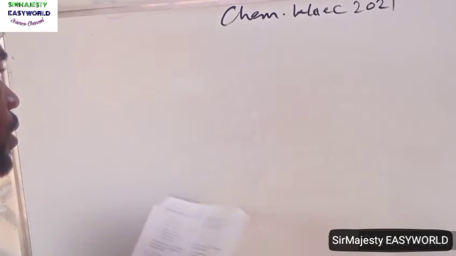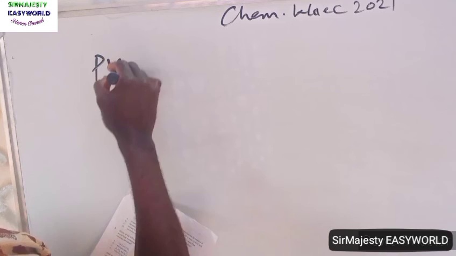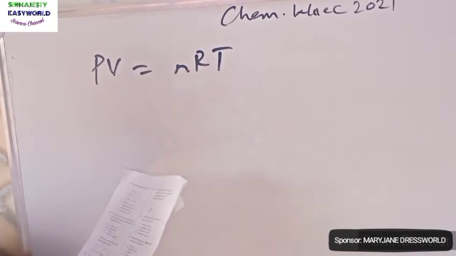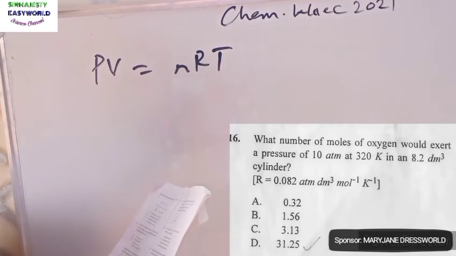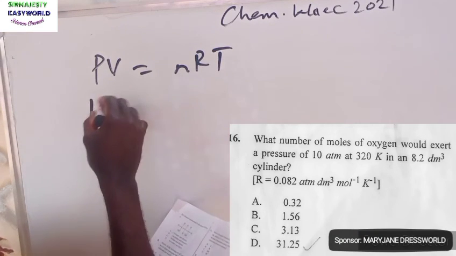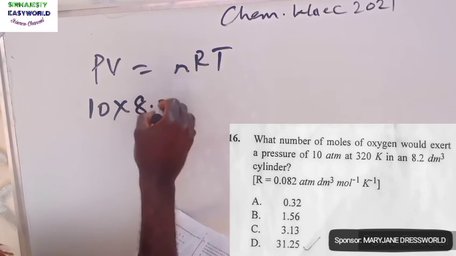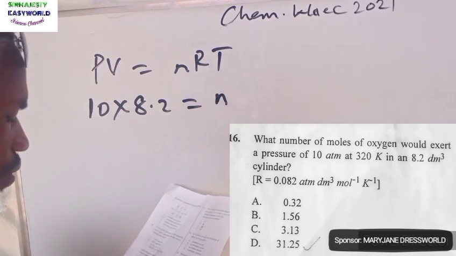So using the ideal gas equation, we have that PV is equal to nRT. They give us pressure and it is in an accepted unit. Pressure must be in atm. So this is 10, times volume, which must be in dm cube. They gave it to us as 8.2, is equal to n. That's what we are looking for.